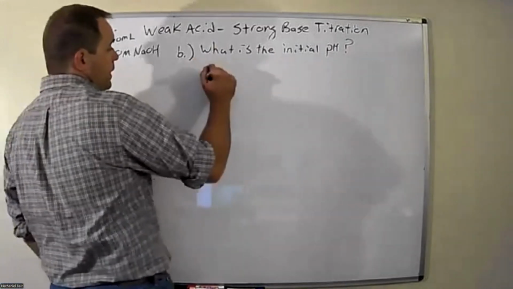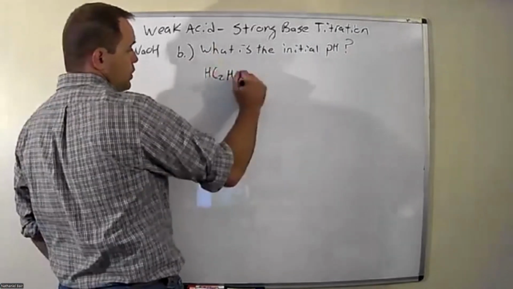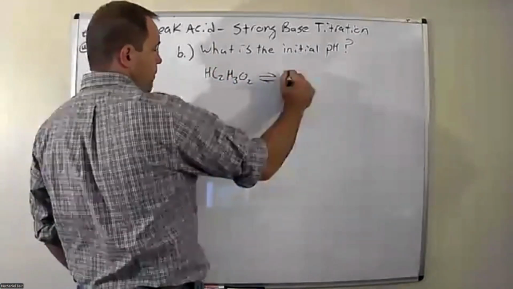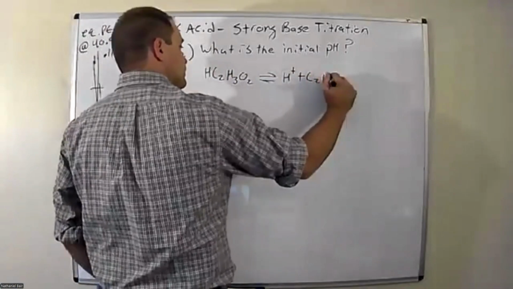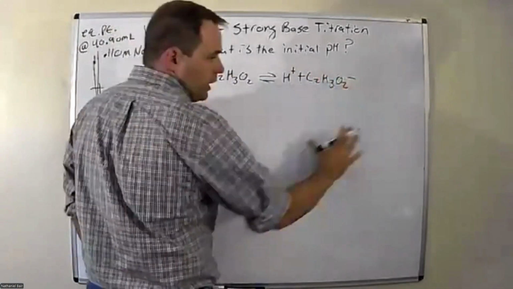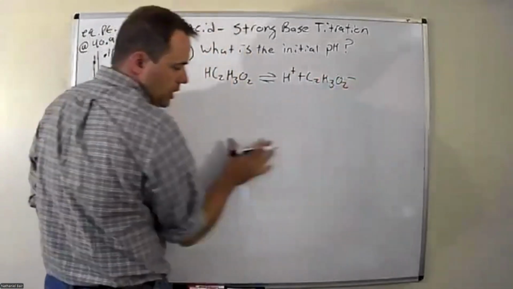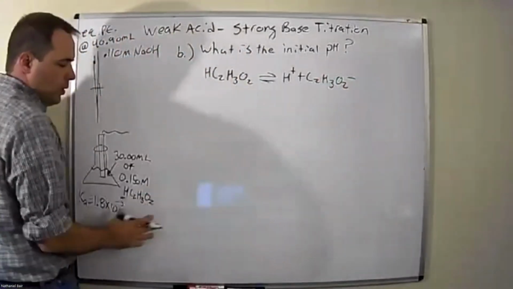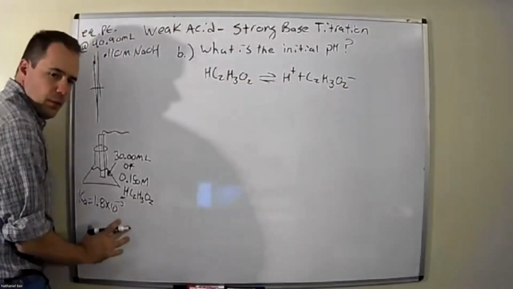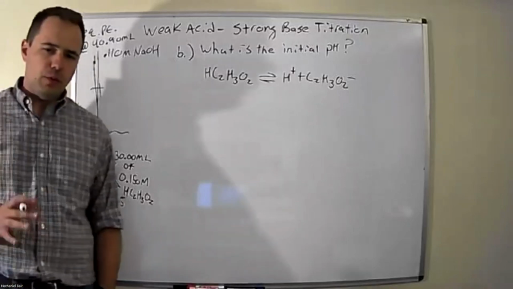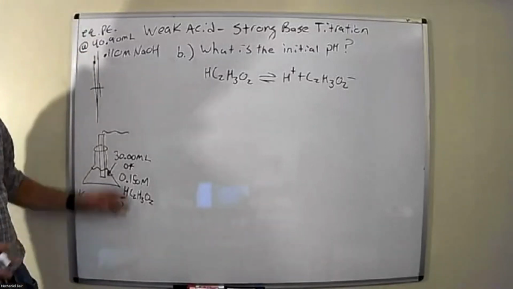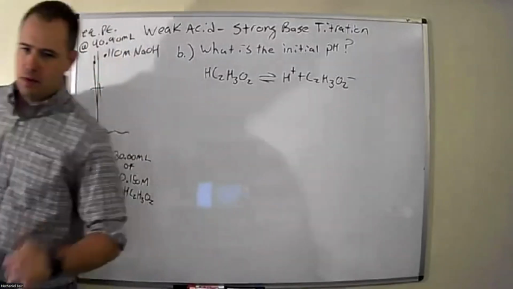So you're writing out a dissociation equation for acetic acid. You're writing a mass action expression. You're making an ice table. Go ahead and solve for what the pH of a 0.150 molar acetic acid solution is. We haven't added any base yet. Take a minute.